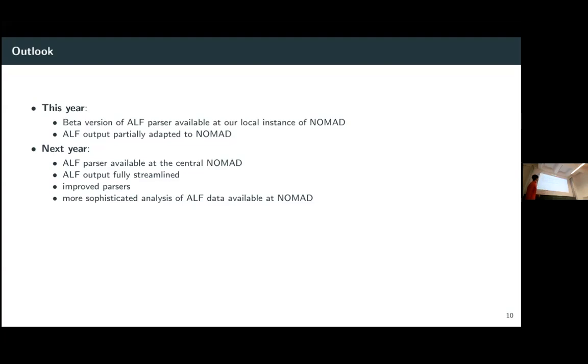Over the course of the next year, we should have, hopefully, or more than hopefully, the ALF parser at central NOMAD. We should be in a position to finish adjusting our output so that it really fits there. The parser should be improved, and as software developers, people have ideas on how to improve it and what they'd like to see. These are hopefully going to be at least partially implemented.